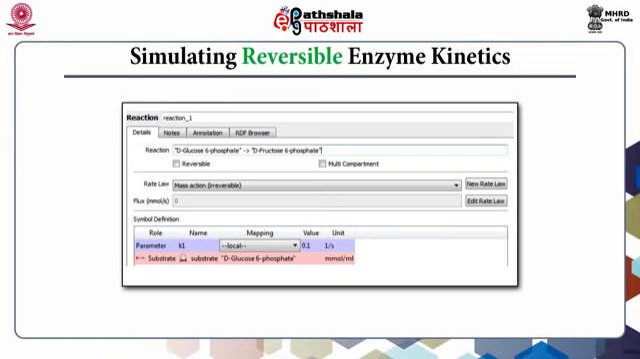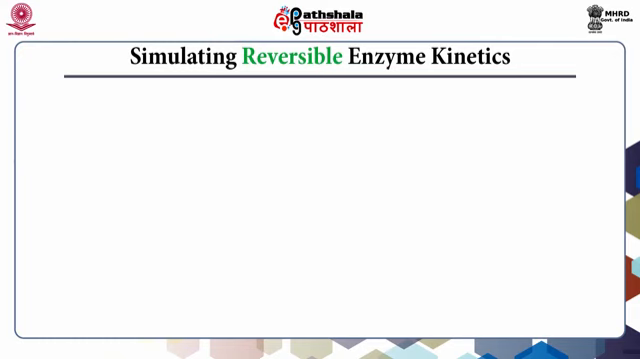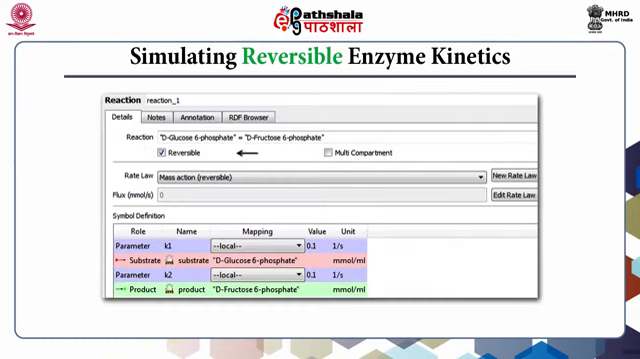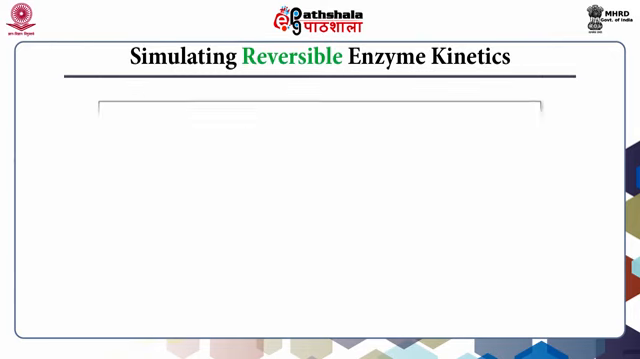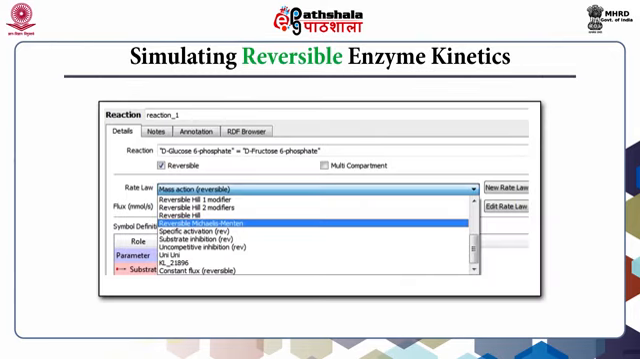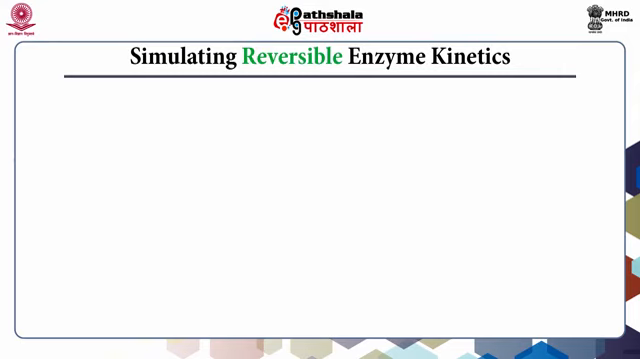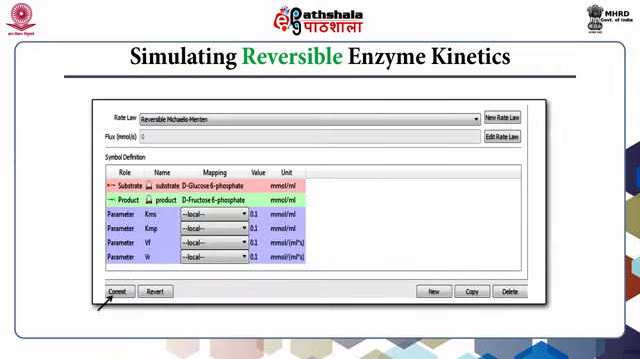This is detected by COPASI. To convert this reaction to reversible, simply check the reversible checkbox manually. This will make the reaction reversible, and in the text box for the reaction, the symbol will change to an equal to sign. Now open the rate law drop-down list and select reversible Michaelis-Menten. Now click the commit button at the bottom of the working space.